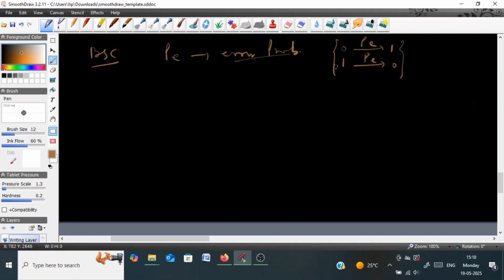So, suppose we take one example given in the book. You have a binary symmetric channel, BSC channel. It has an error probability PE. Error probability means the probability of receiving 1 when 0 is transmitted, or if you transmit 1 and you receive 0, this is the probability of error. Okay, or error probability.